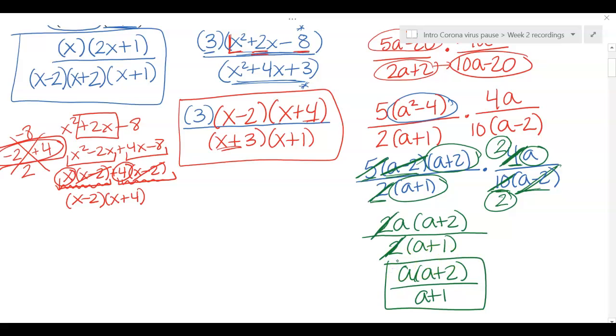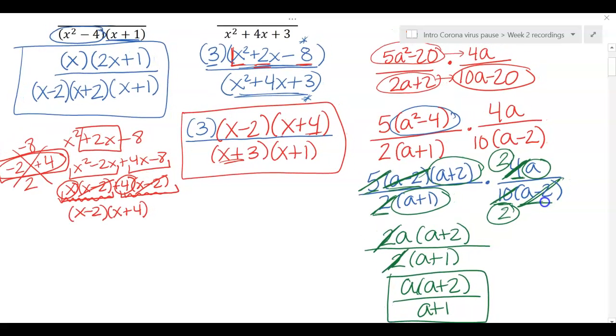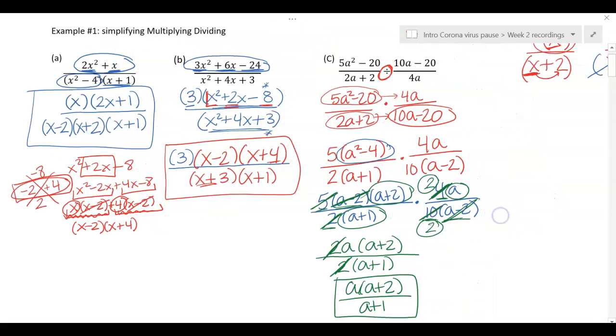Okay, so your goal here when we are simplifying, multiplying, and dividing is to take things and factor them and find out if factors can cancel. Just make sure you're only canceling factors. That's going to be our focus.